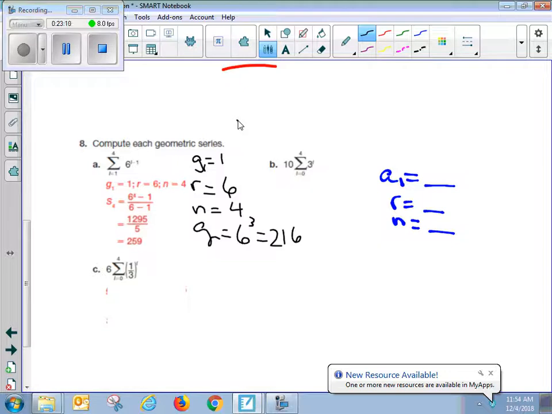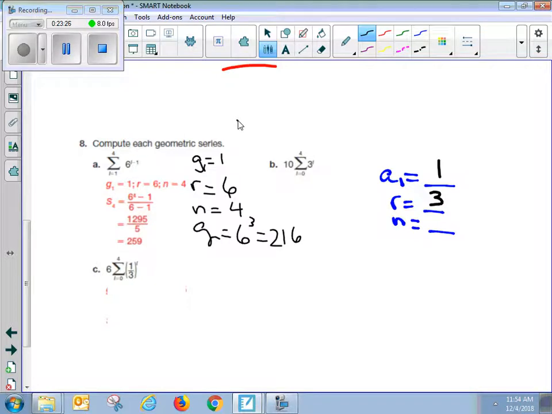What is anything to the 0 power? Very good. r is always the value with the exponent. What is r? 3. Good. Now, number of terms. No, 5. How come? Because you have to include 0. So here we go. 0, 1, 2, 3, 4. Okay? So that's your 5 value.